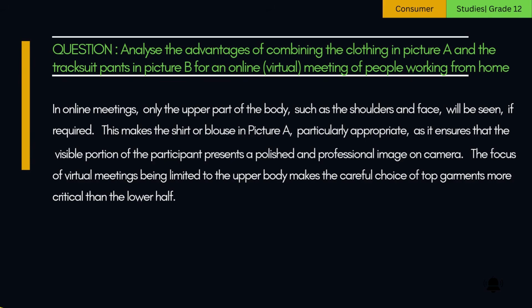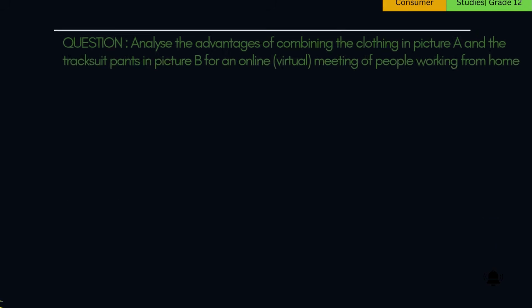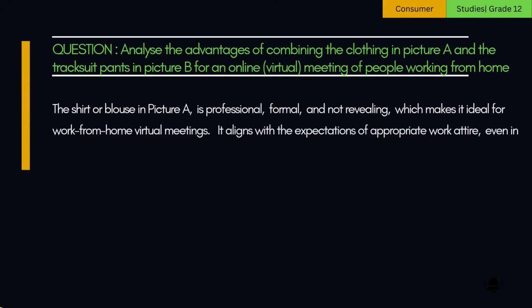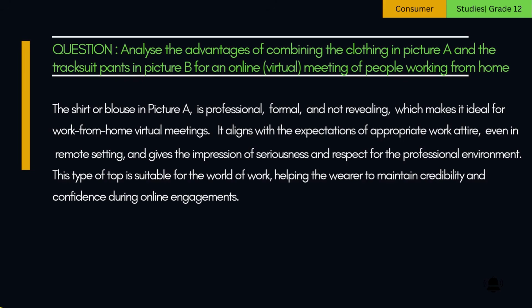The focus of virtual meetings being limited to the upper body makes the careful choice of top garments more critical than the lower half. The shirt or blouse in Picture A is professional, formal, and not revealing, which makes it ideal for work-from-home virtual meetings. It aligns with the expectations of appropriate work attire, even in a remote setting, and gives the impression of seriousness and respect for the professional environment. This type of top is suitable for the world of work, helping the wearer to maintain credibility and confidence during online engagements.